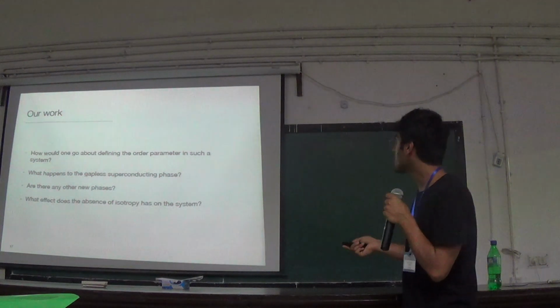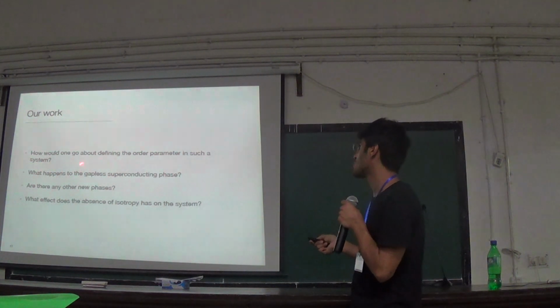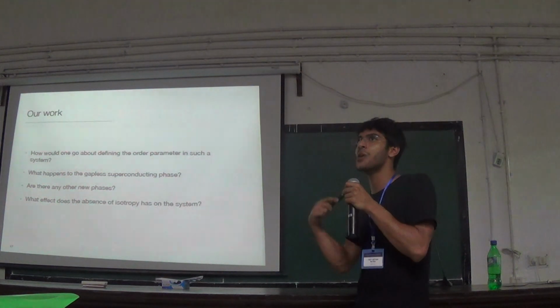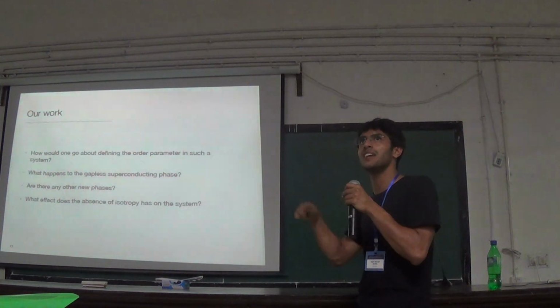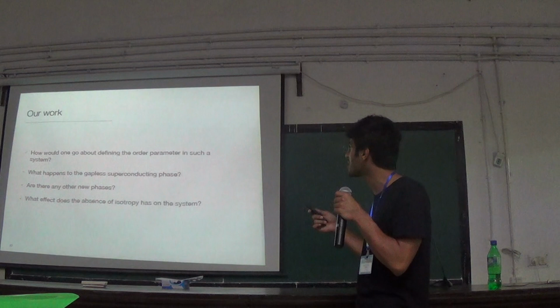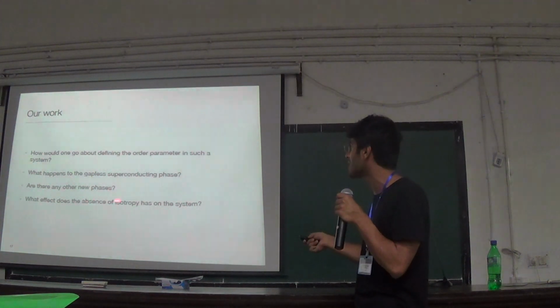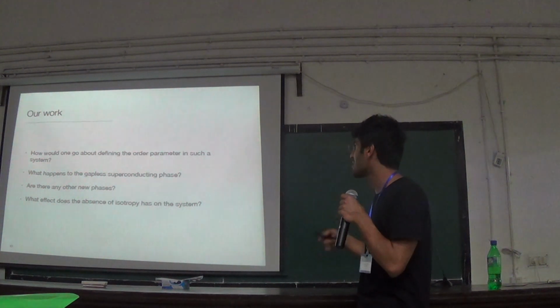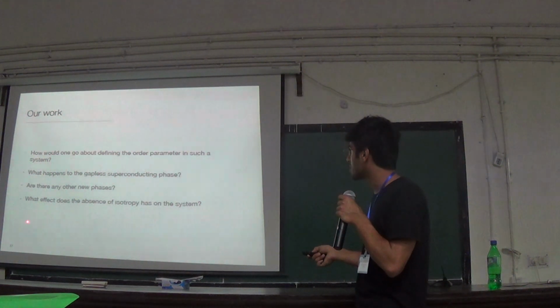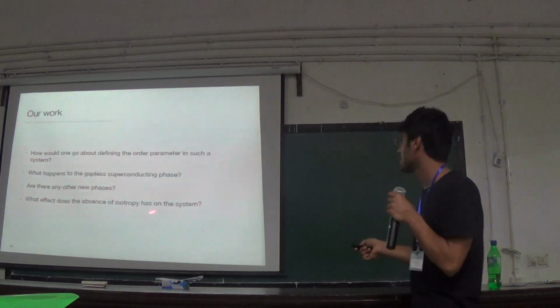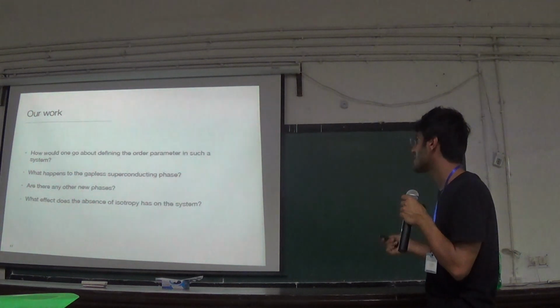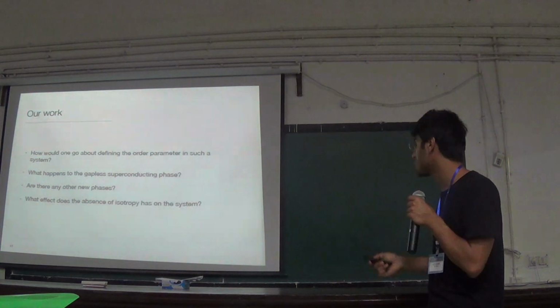And the big question is what happens to the gapless phase in superconductors? Because now we are one level down the symmetry. We have even removed the isotropy in the system. So what exactly happens to the gapless phase? Is there something new that's happening? Are there any new phases? Because the symmetry is sort of broken down. And since there's an absence of isotropy, what exactly happens? What are the effects that happen in the system?